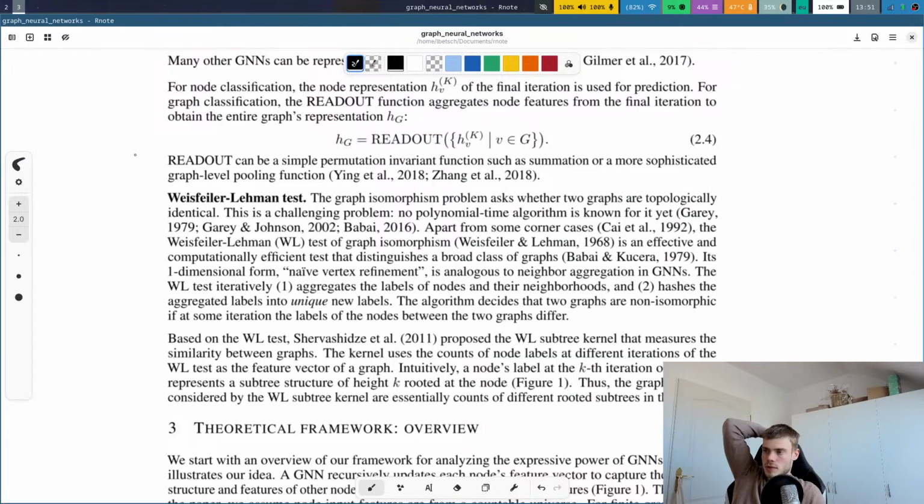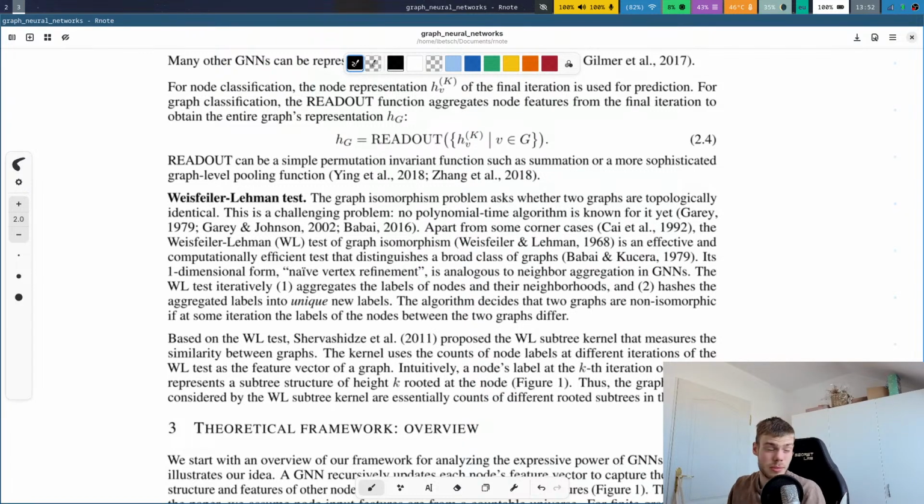Based on the Weisfeiler-Lehman test, Shervashidze et al. proposed the WL subtree kernel that measures the similarity between graphs. The kernel uses the counts of node labels at different iterations of the WL test as a feature vector of the graph. Intuitively, a node's label at the kth iteration of WL test represents a subtree structure of height k rooted at the node. Thus, the graph features considered by the WL subtree kernel are essentially counts of different rooted subtrees in the graph. So I don't really know how this test works.